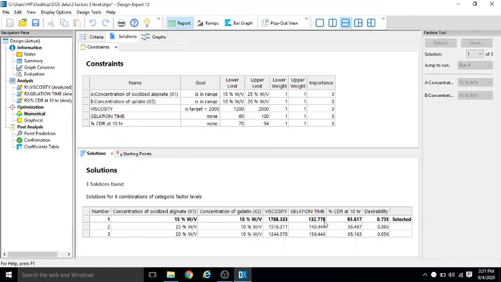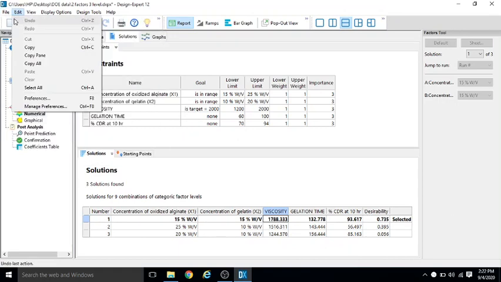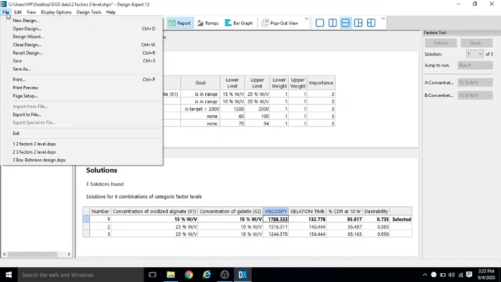70% chances are there that you can get this kind of formulation with the selected viscosity of 1788 centipoise. Okay, so likewise you can use this software to optimize your formula to come to the conclusion whether your readings are correct and what would be the ideal formulation combination in terms of quantity of excipient to get the desired effect, right? Now that was about the 3 factor 2 level factorial design.